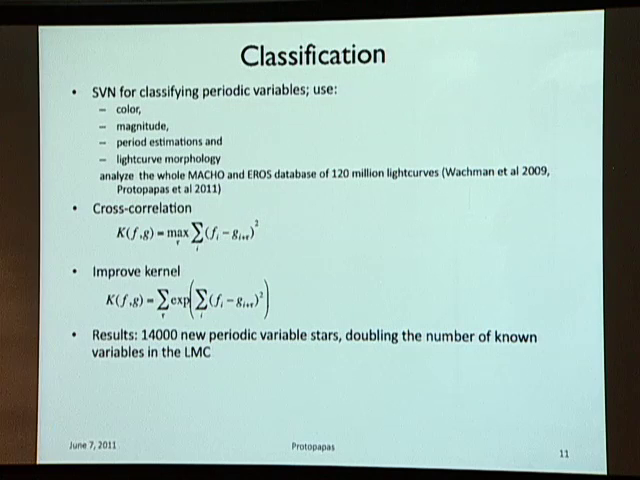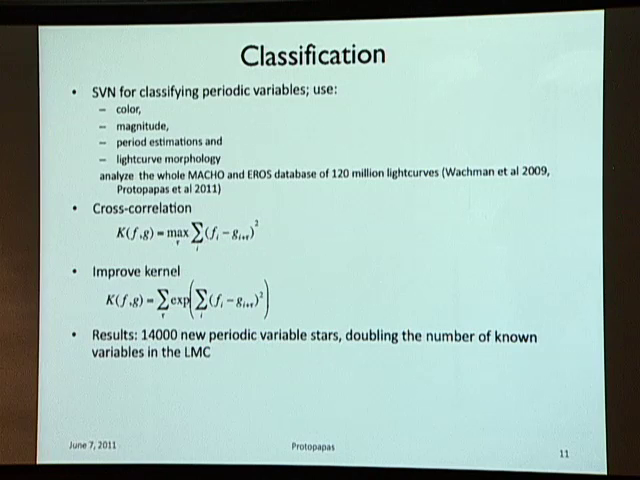So the results, let me get straight to the results. We found 14,000 new periodic variable stars that were not found before by the traditional methods. The reason is that the traditional methods use clean cuts: anything that has variability more than this variance is variable, and anything below that is not. But sometimes variable stars may exhibit less variability but have other characteristics. So by doing this, we found 14,000 new periodic variable stars.